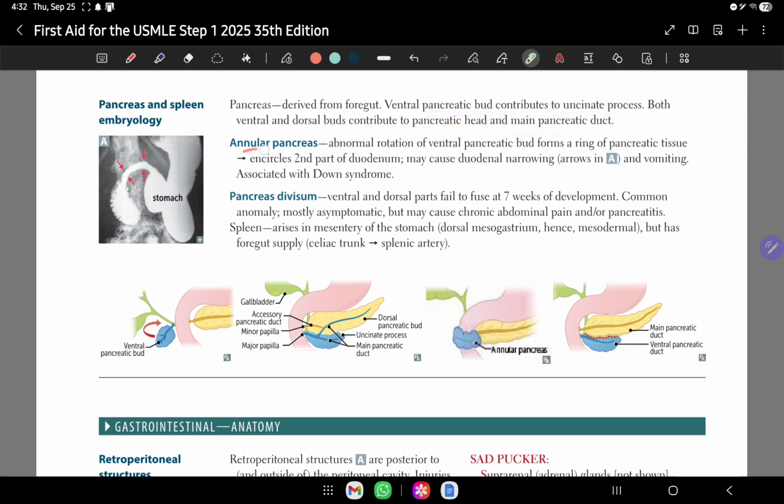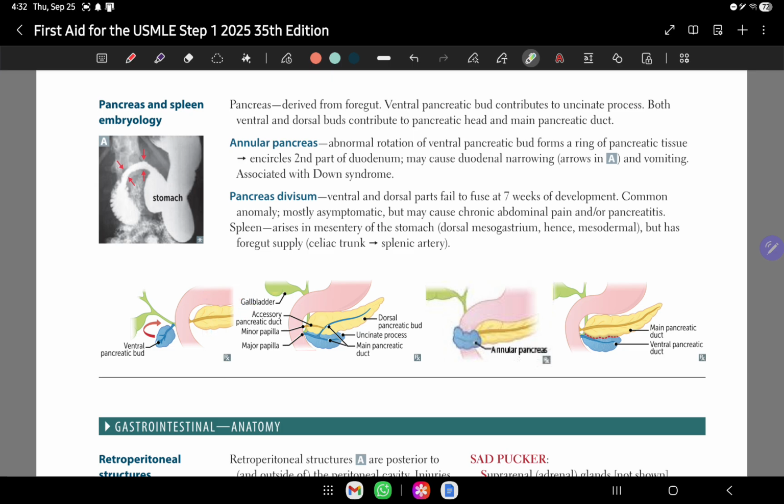Annular pancreas. This is an anomaly due to abnormal rotation of the ventral pancreatic bud, forming a ring of pancreatic tissue that encircles the second part of the duodenum, and may cause duodenal narrowing and vomiting. It is associated with Down syndrome. So here you can see this is the ventral pancreatic bud and this is the dorsal pancreatic bud. This ventral pancreatic bud should rotate and combine with the dorsal pancreatic bud.